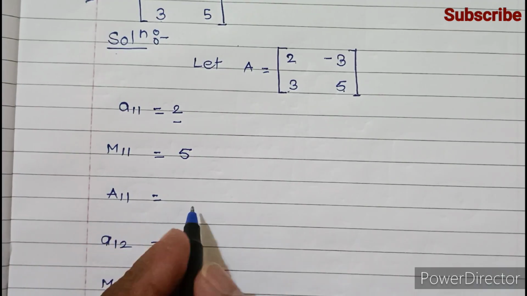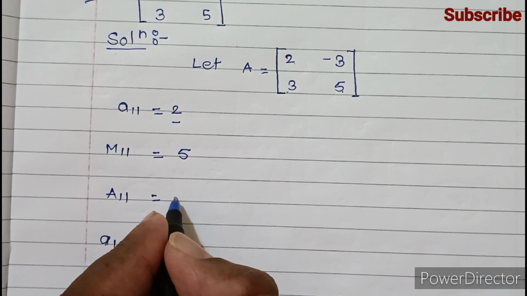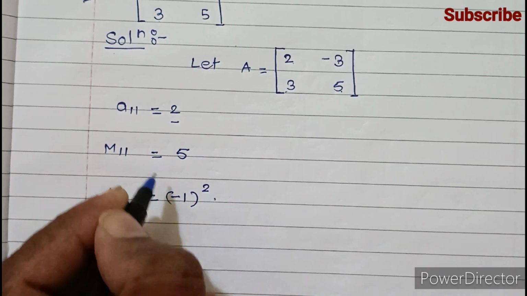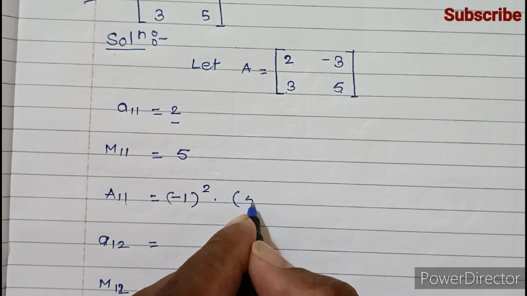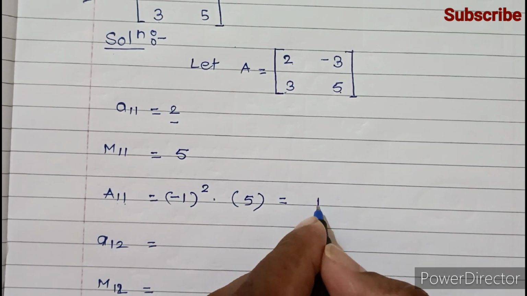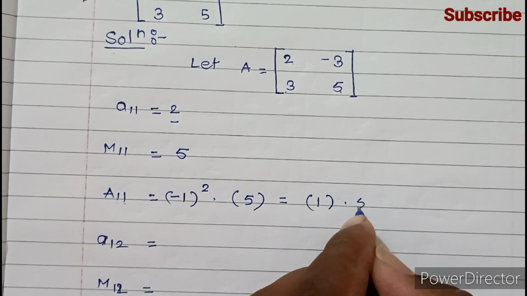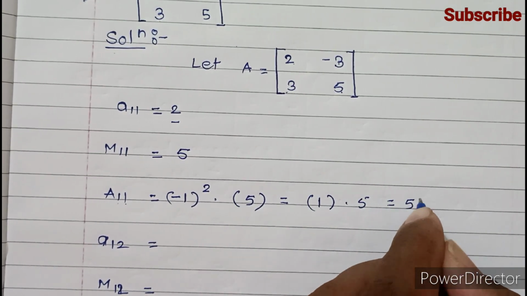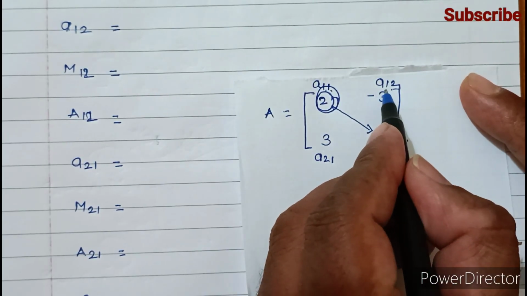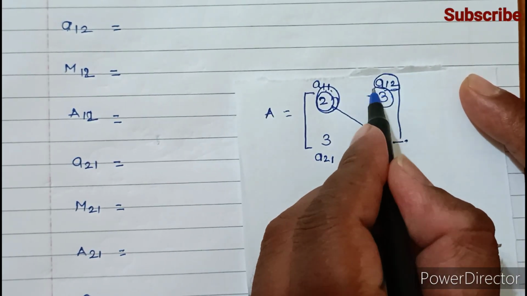The cofactor of A11 will be minus 1 to the power 1 plus 1, that is 2, into M11, that is 5, equals minus 1 whole squared, that is plus 1, into 5, equals 5. That is the value of this A11. The value of this A12 is minus 3.